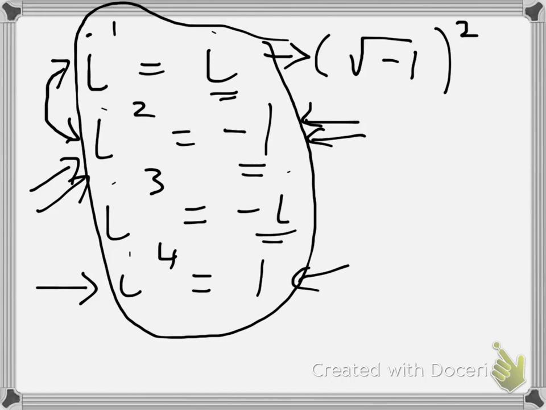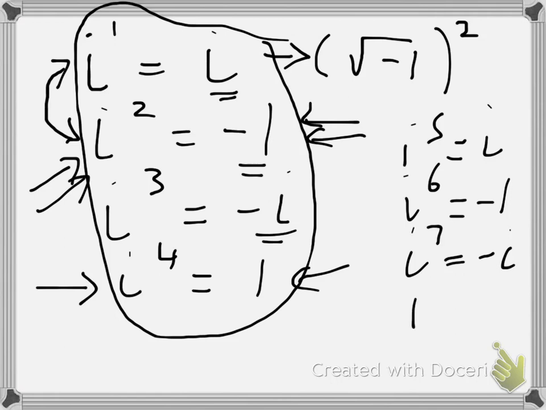Right, so that's it. Now, if you keep on going from there, then i^5 will be i, i^6 will be -1, i^7 will be -i, and i^8 will be 1. It's just a repeat of this table.